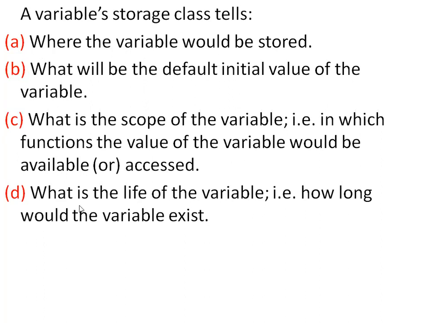These four things are known when we declare a storage class for the variable. What are the four things? I repeat: where the variable would be stored, the default initial value of the variable, the scope of the variable, and the lifetime of the variable. These four things are known with the variable storage class.